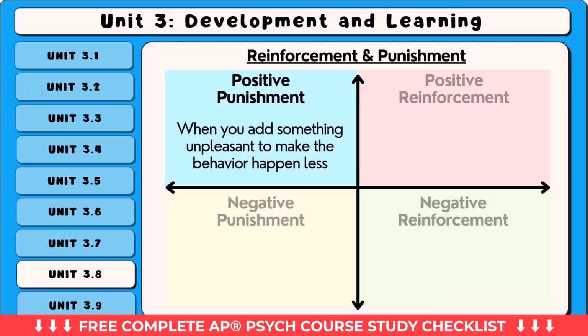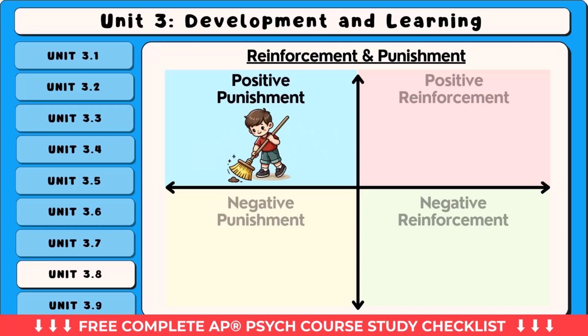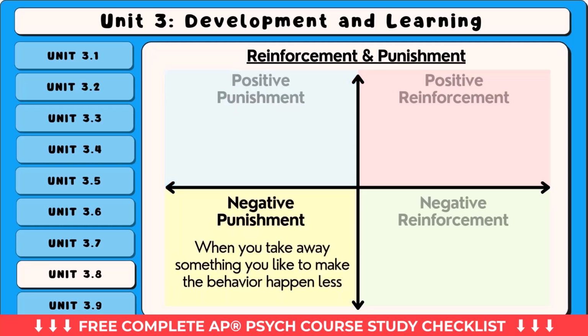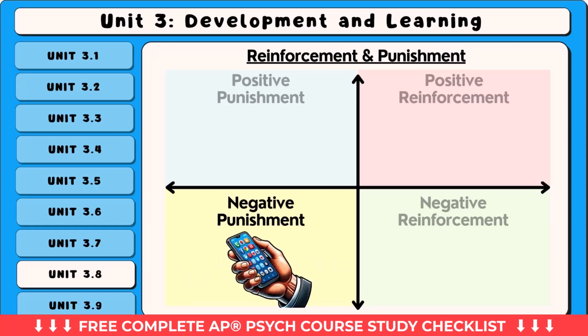Positive punishment is when you add something unpleasant to make the behavior happen less. For example, if you talk back and get extra chores, you'll probably think twice before doing it again. The chores were added, so that's positive punishment. Negative punishment is when you take away something you like to make the behavior happen less. For example, if you stay out too late and your phone gets taken away, you'll be less likely to stay out next time. The phone was taken away, so that's negative punishment.